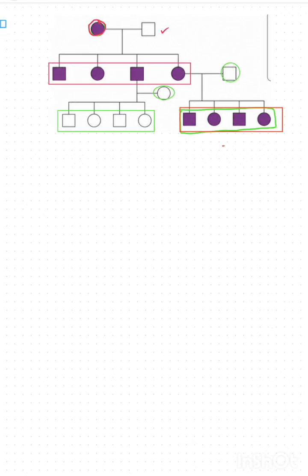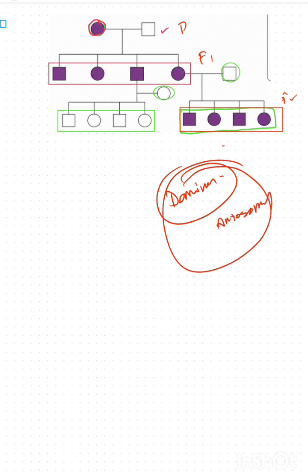Now see, suppose this is P, this is F1, first filial, and this is second filial, F2. Here all the offsprings and members are affected. So that's supposed to be dominant. As I told, the affected will be equal in case of male and female. Obviously, it cannot be X-linked. It's supposed to be autosomal. So the answer is autosomal dominant, but it is totally wrong. So here the tricks do not work.